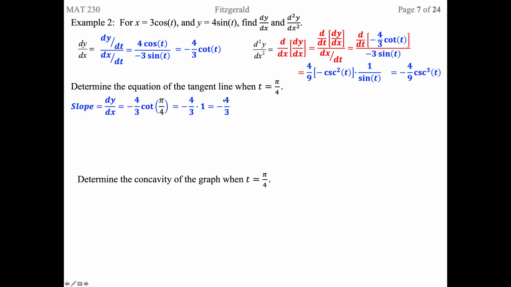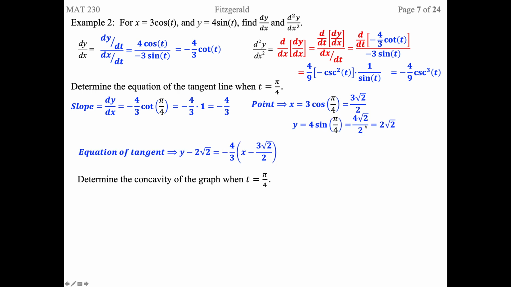Then we got to have a point. All right, so we don't have a point. Well, we're going to have to go find x and y with pi over 4. So x equals 3 cosine pi over 4. That's 3 square root of 2 over 2, because the cosine of pi over 4 is radical 2 over 2. And for sine, it's the same thing, radical 2 over 2. So that's 4 radical 2, which we can simplify to 2 radical 2. Use your point slope form. So y minus the 2 radical 2 equals negative 4/3 times x minus the 3 radical 2 over 2. You can distribute in the negative 4/3 and put it into slope-intercept form if that's what you were asked to do.